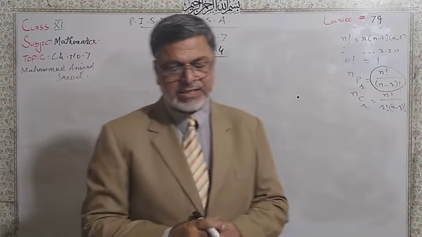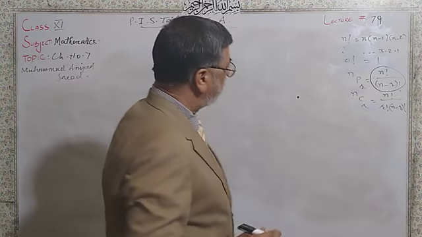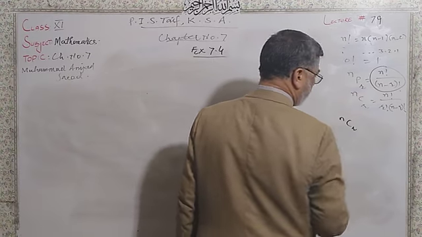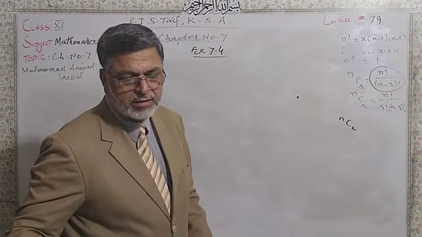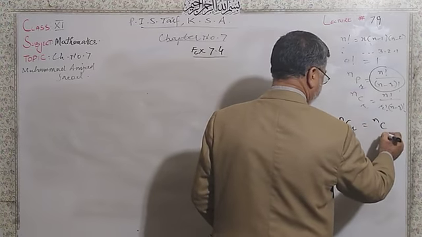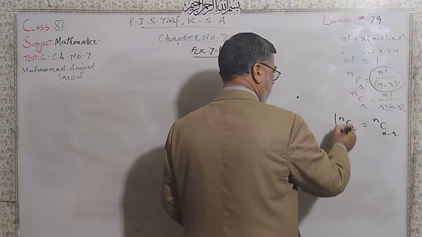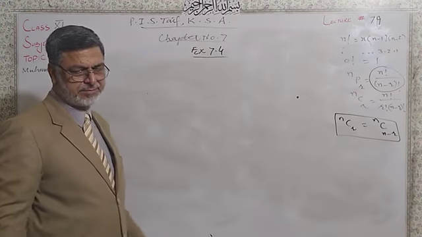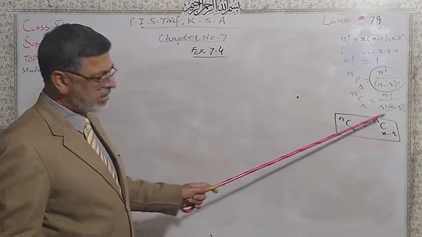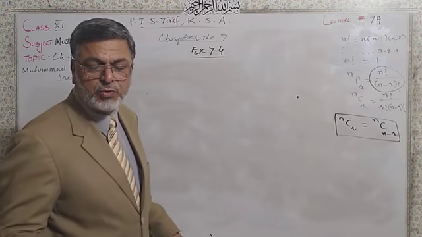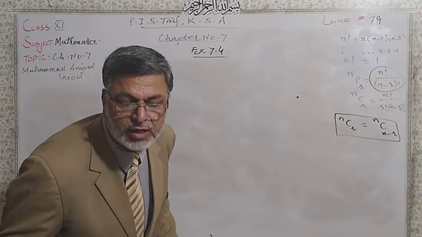Before we start our question number 2, I want to write down nCr is equal to nC(n minus r). Remember that they are equal. nCr is equal to nC(n minus r), they are equal. In question number 2, find the value of n.